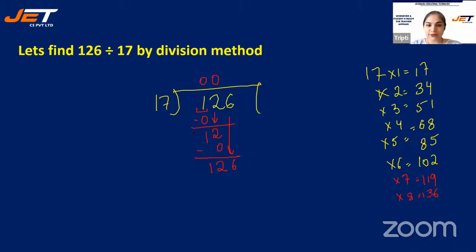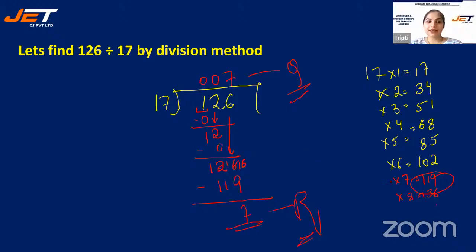So, do you see 126 in the table of 17? No, I don't see that. But I see 119, which is less than 126 because 136 is more. So I'll say 17 times 7 is 119. Let's subtract it. 6 will become 16. 2 will become 1. 16 minus 9 is 7. So 7 is the remainder, and 7 is the quotient. Oh, wow. Coincidence. Okay. That's how you have to do it.